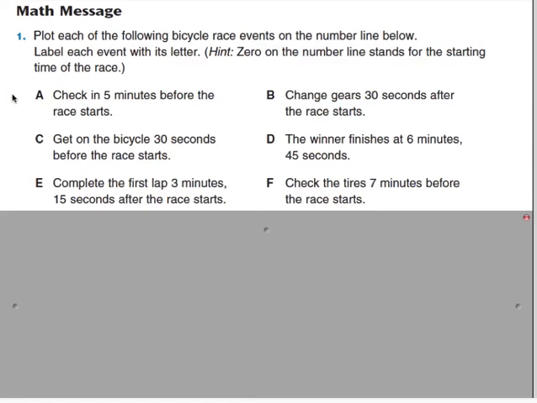Now in your math message today, you were asked to complete problem 1. Open your journal to page 229 and take a look at the math message that you solved. It says, plot each of the following bicycle race events on the number line below. Label each event with its letter. Hint, 0 on the number line stands for the starting time of the race. Okay, so if we think about that 0 is starting time, and we're talking about these events that some happened before the race started, some happened after.